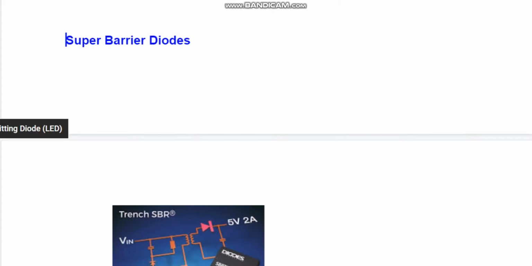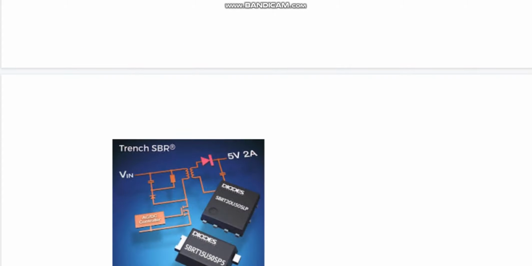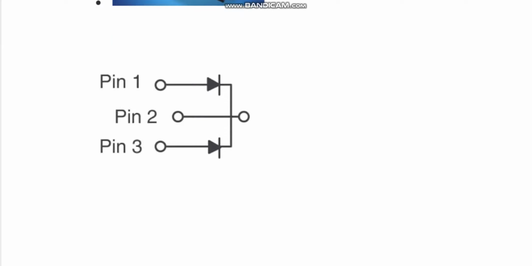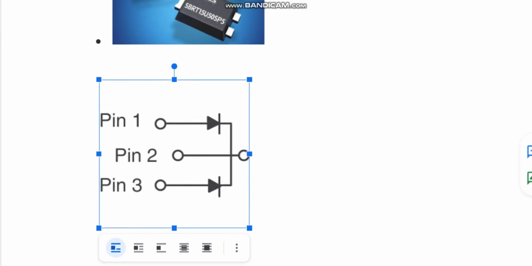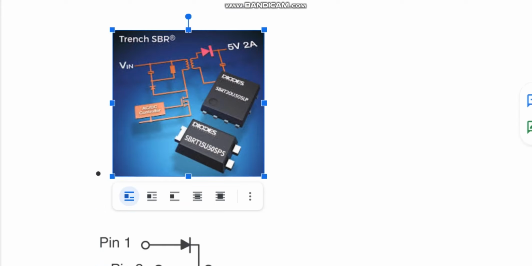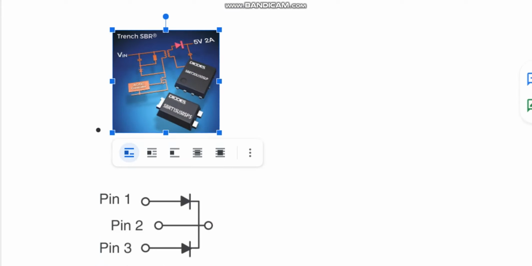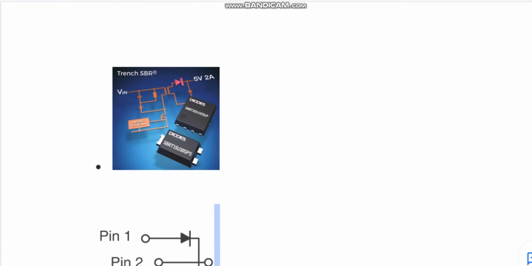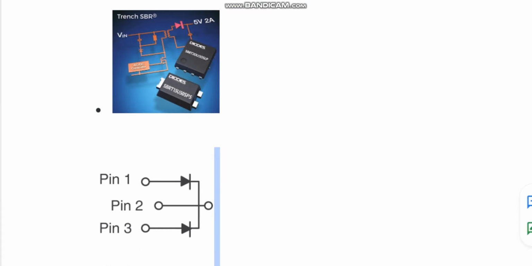Super barrier diodes. Super barrier diodes are also rectifier diodes, but they have a low forward voltage drop. Just like a Schottky diode, they have a low forward voltage drop, and just like a normal PN junction diode, they have a low reverse leakage current. SBR uses MOSFET contact between its gate and source. SBR has a low forward voltage drop, less reverse leakage current, and fast switching capability.